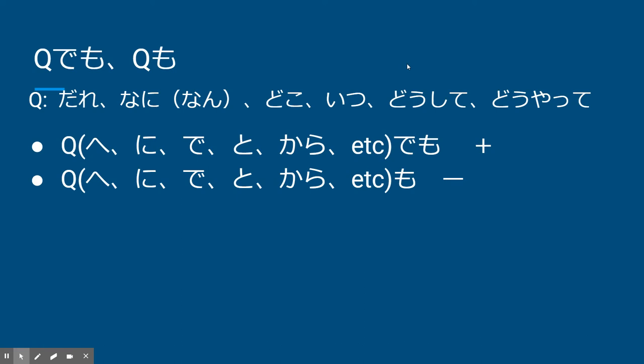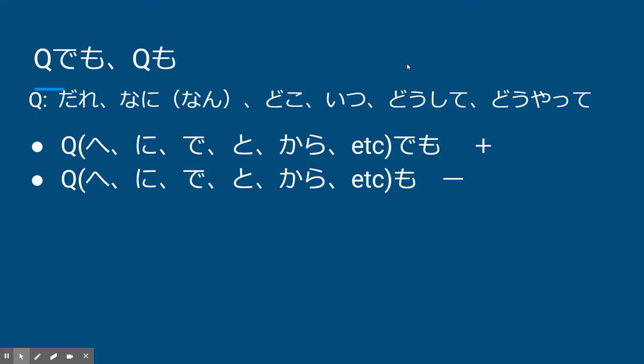Doshitemo means because, or just because. There is no why, and therefore it could be anyone, anyway. Doyatemo is like no how, and therefore no way of doing something. So these are just things that you just need to know.